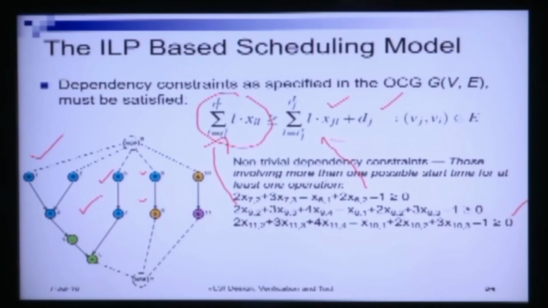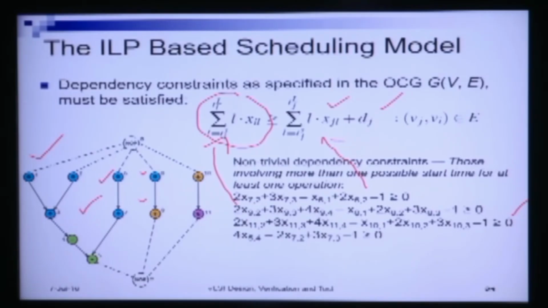Hence, progressing in this way, we get the constraint between operation 11 and operation 10, because operation 10 can be scheduled in either the 2nd, 3rd or 4th time steps. So, its start time is represented by 2x112 plus 3x113 plus 4x114, and the start time of operation 10 is represented by x101 plus 2x102 plus 3x103, and the difference of these two start times must be at least 1 and is represented by the third inequality shown here.